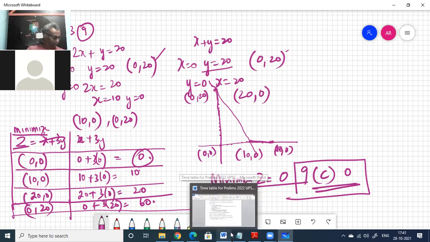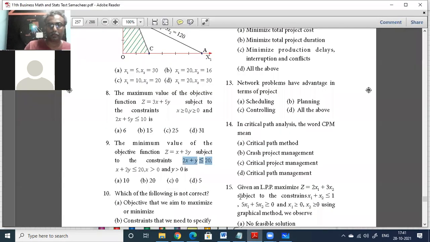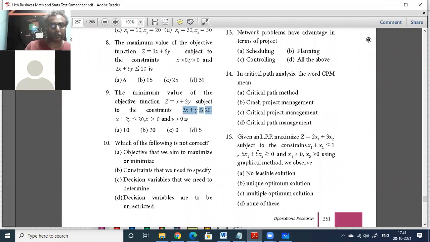Now we have to go to 10th sum. Which of the following is not correct?